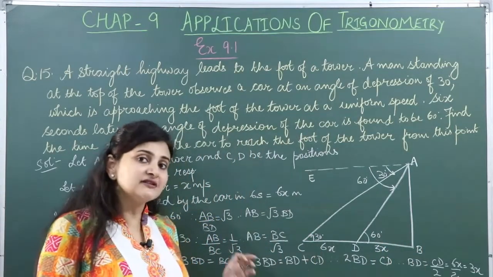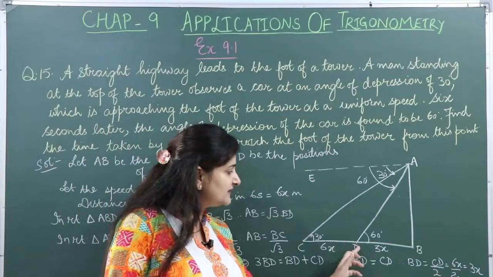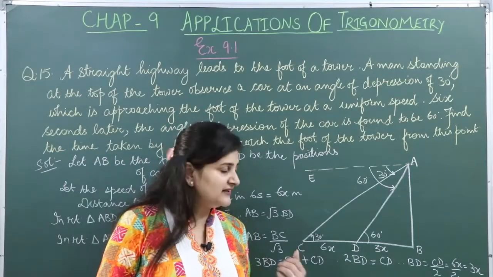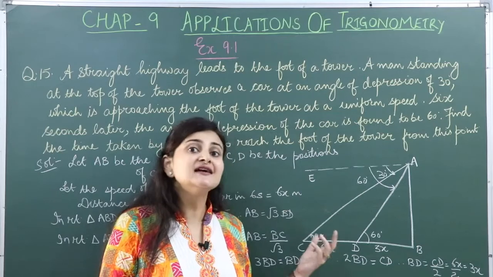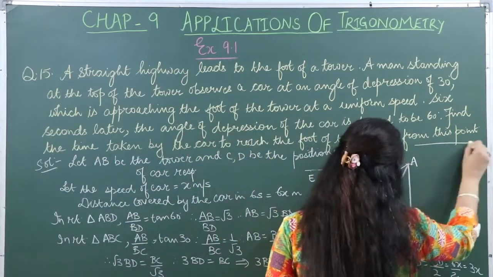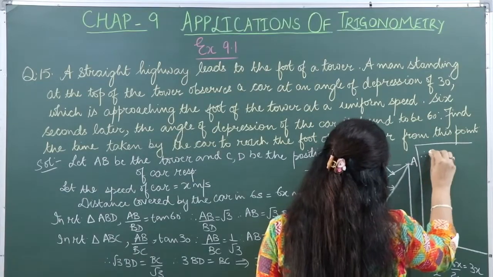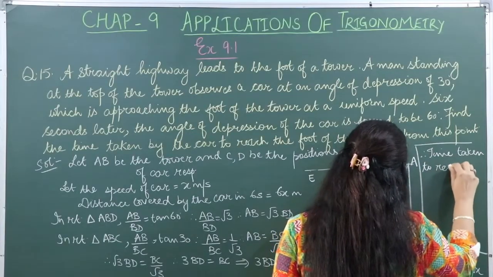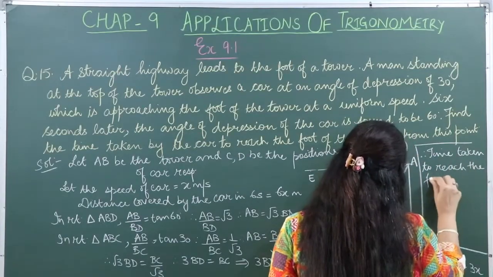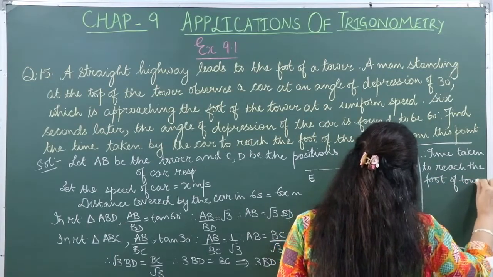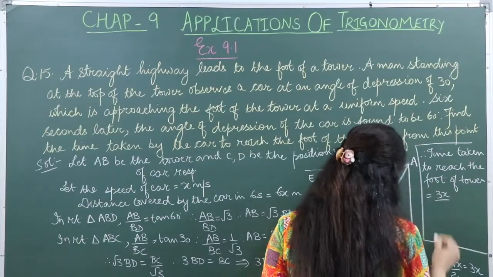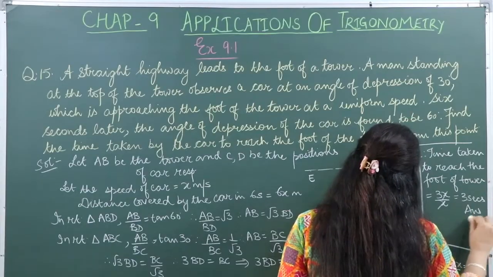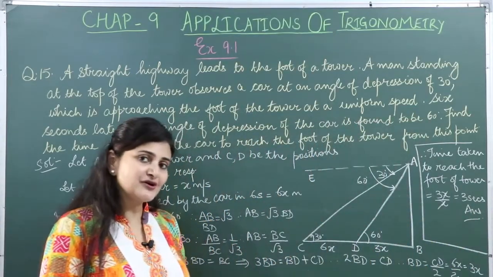So we have to find out the time that would be taken to reach from the point D to point B. And what is the formula for time? Time equals distance upon speed. That means 3x upon x, so it would come out to be 3 seconds. So let me just write the final answer here. Therefore, time taken to reach the foot of tower equals 3x upon x, that is distance upon speed, that equals 3 seconds, and this is the answer. Right, students? So I hope you got it.